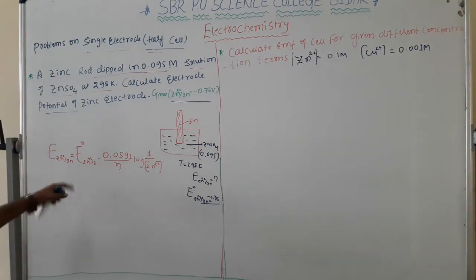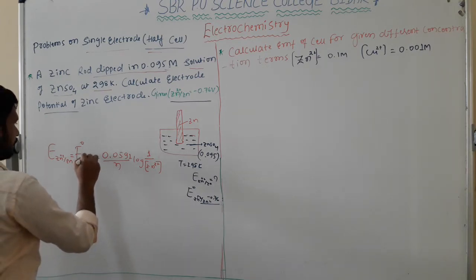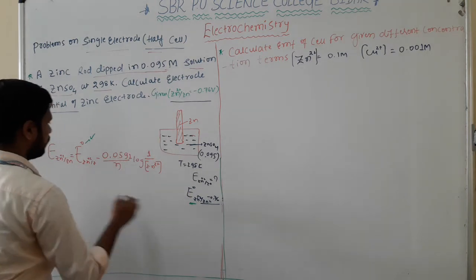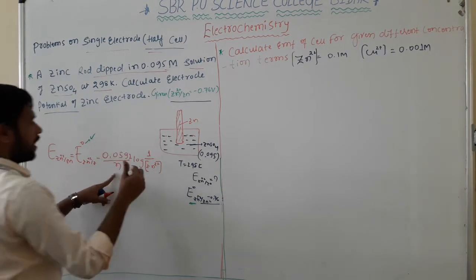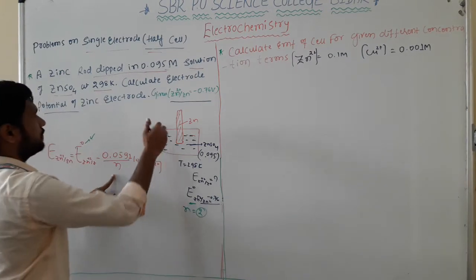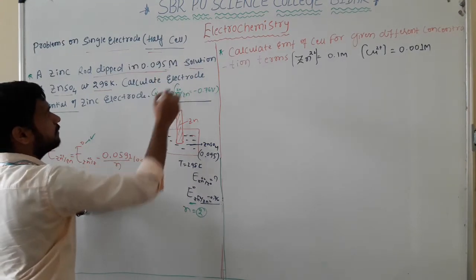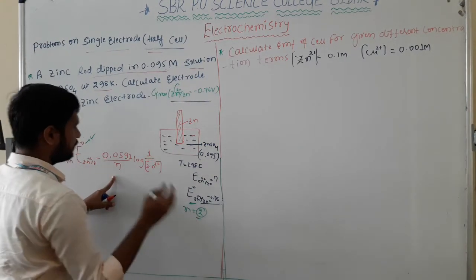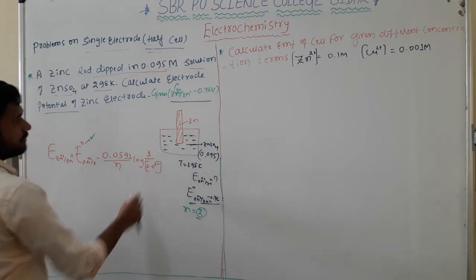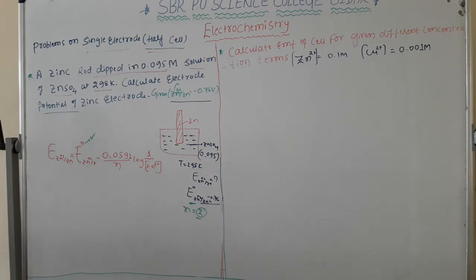Now I am going to substitute the values. What are the values I know here? All of you see, this value is known because he has given it, the standard value. And the n value I also know now, because n is nothing but the number of moles of electrons. Two electrons are involved in Zn2+ to Zn, so n is 2. And he has given the concentration of Zn2+ also. Now we are going to calculate one by one.